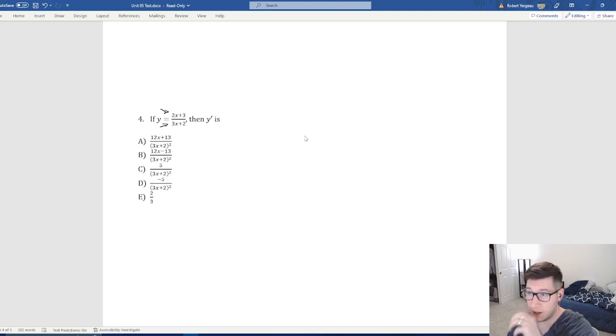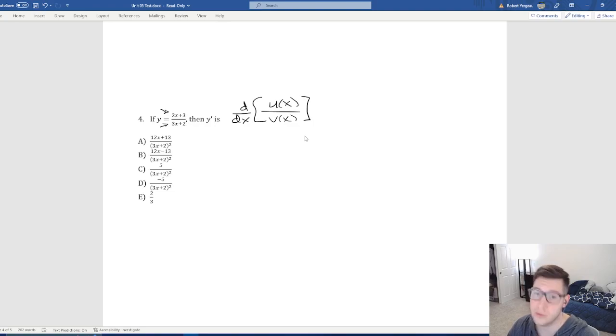And so I know that I have 2x plus 3 divided by 3x plus 2. And so I know I'm going to be using the quotient rule. The quotient rule is sort of the most sticky, where we can get in the most trouble. Let's remind ourselves that the quotient rule is going to be d dx of u of x over v of x. And remember, unlike the product rule, these are in really specific spots, super, super specific spots, so I can't have these just be whatever I want.